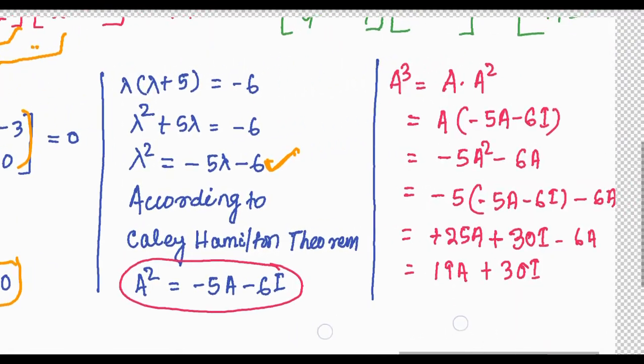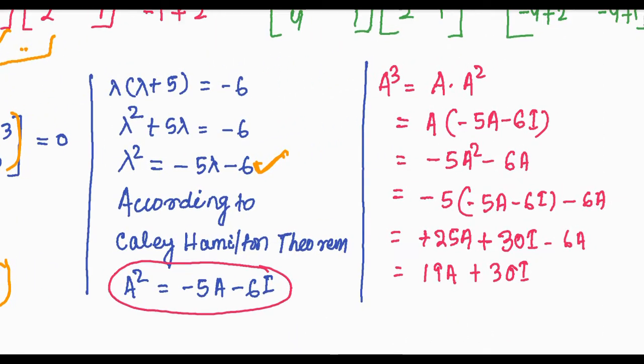So a square we are getting, then a cube you will get, then a cube will be a into a square. So a into a square, we have already found out this one is a square. We will put this and we will find out what is a cube. A cube is equal to a into (minus 5a minus 6i), which is equal to minus 5a square minus 6a.